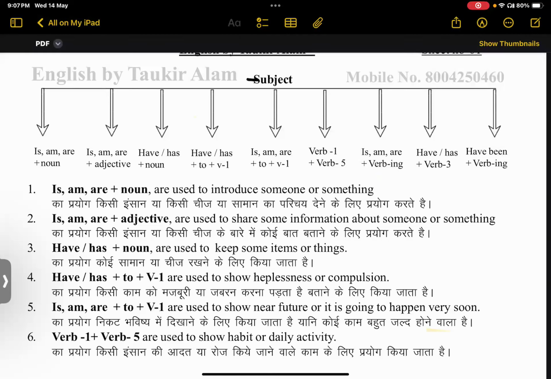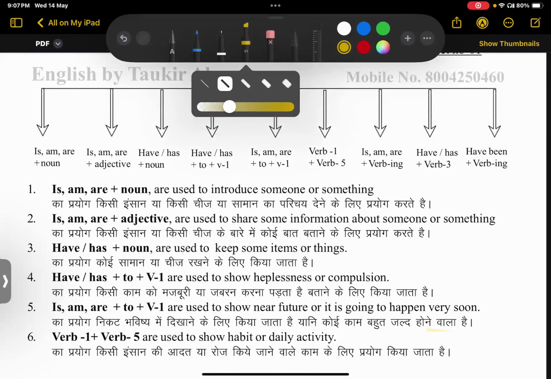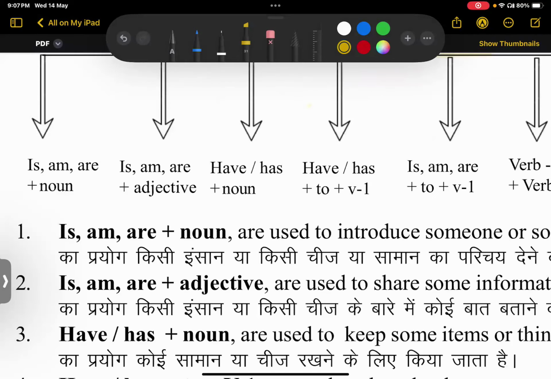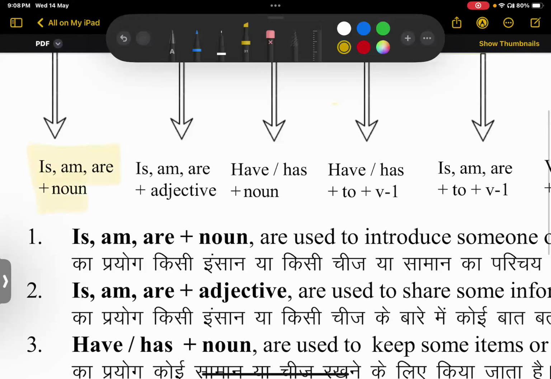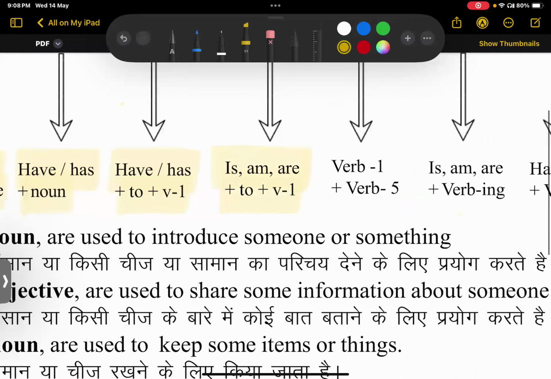The very first, you will speak a subject. After the subject, sometimes we speak is/am/are plus noun. Sometimes we speak is/am/are plus adjective. Sometimes we speak subject plus have/has plus noun, or have/has plus infinitive. Infinitive means to plus verb in first form. And sometimes we speak is/am/are plus infinitive, meaning to plus verb in first form.